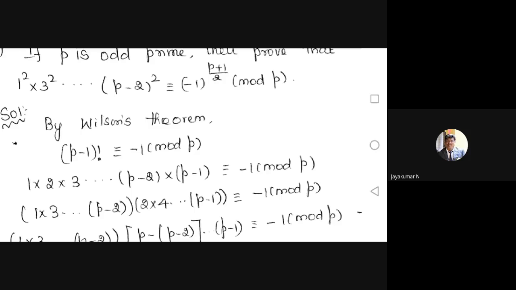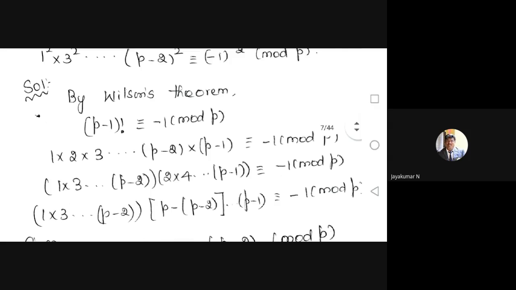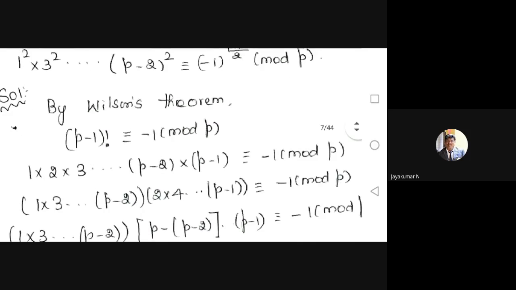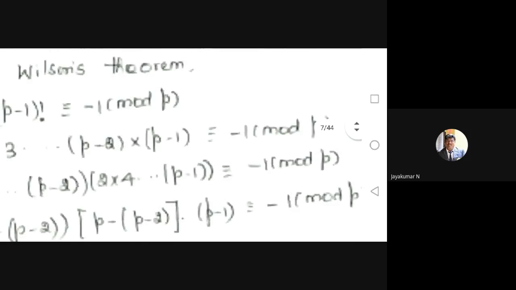Okay, suppose p is 7, so p minus 1 is 7 minus 1, which is 6. So p is an odd prime, then p minus 1 is an even integer. So it's congruent to minus 1 mod p. Now, look at the product 1 into 3 into up to p minus 2, and then the product of even integers, 2 into 4 into 6 into 8.